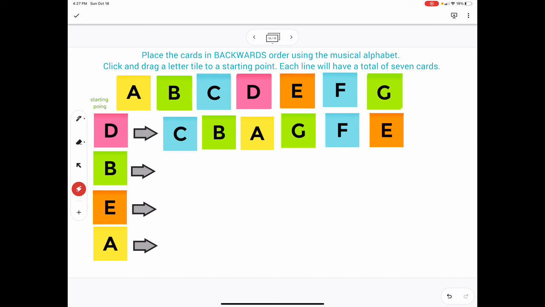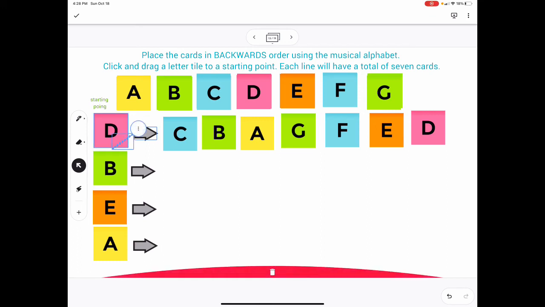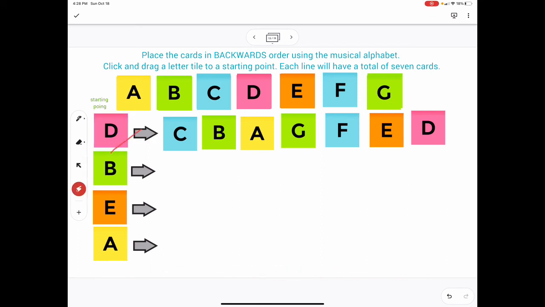Okay, and why is this important? Again, because if you're doing a scale, just like it goes up, da da da da da da da da, it also comes back down, and you need to be able to know your notes going backwards with the alphabet. D, C, B, A, G, F, E, D. Okay, all right, now let's do B going backwards.